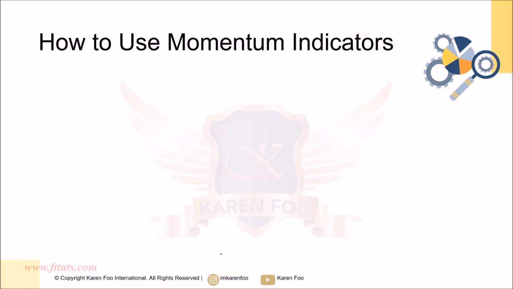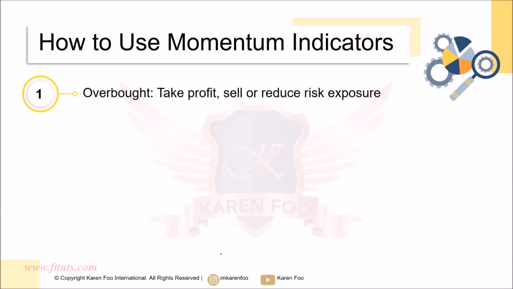Okay, so how do you use momentum indicators? Like I said, when it goes to overbought, you can use it to take profit, you can use it to sell, or you can use it to scale out, meaning reduce your risk exposure. So basically, when can you open a sell trade? When the momentum indicator goes to overbought level, and that is during a bearish trend. Okay, because it is during a bearish trend, then you should look for overbought signals.